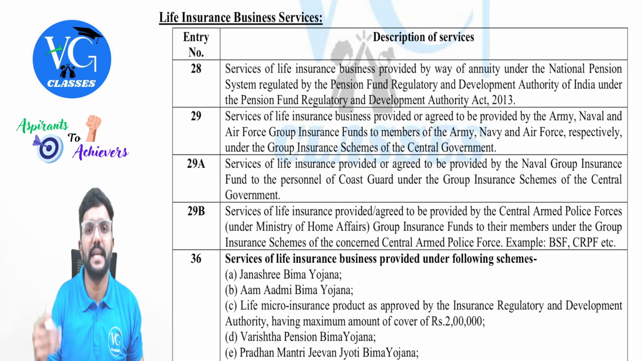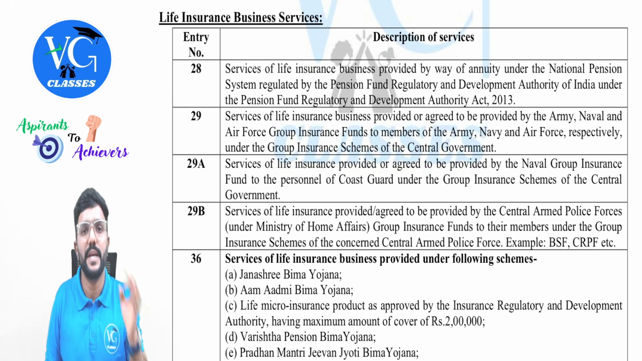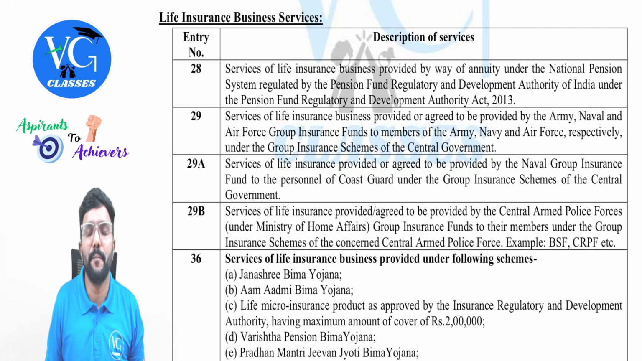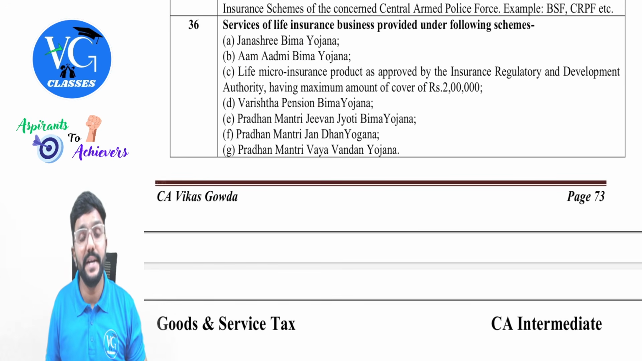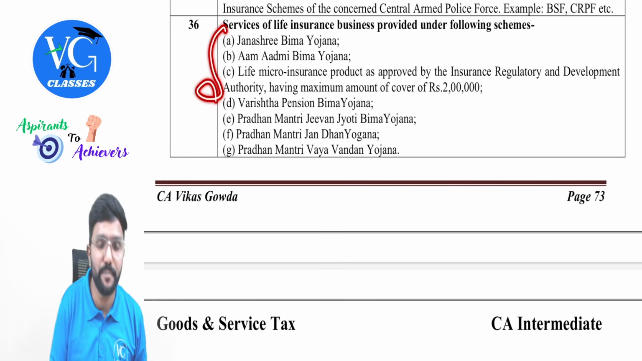Sir, what if it is any others? For example, TCS, Infosys, HCL took the group life insurance policy in the name of their employees. Will they enjoy the exemption? No, guys. They will not enjoy the exemption. Is that clear? Yes.